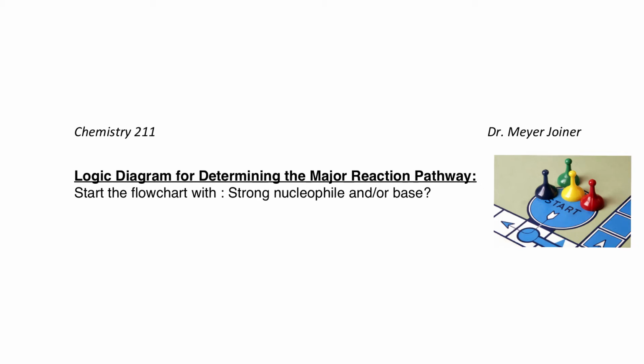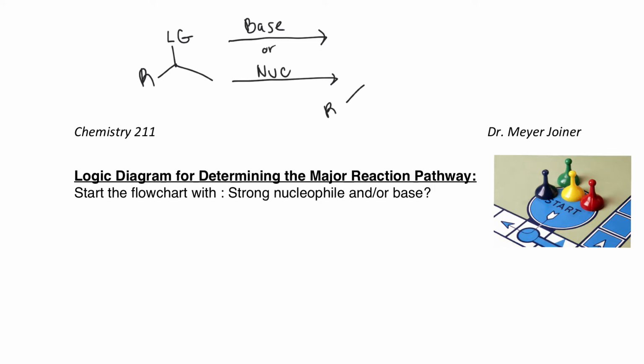Okay, so we're going to put it all together. In other words, if we see a substrate and it has a leaving group on it, we want to know, when we see something over the arrow that could be either a base or a nucleophile, whether it's going to do a substitution, which would mean we get the new group replacing it, or an elimination, which means we get the pi bond, or both. Which one?